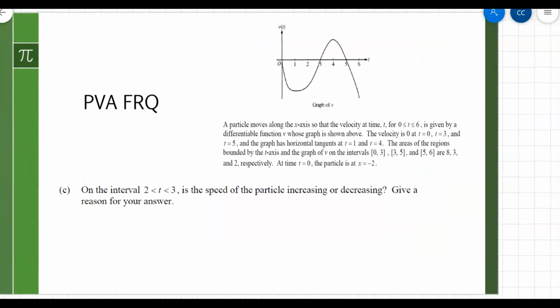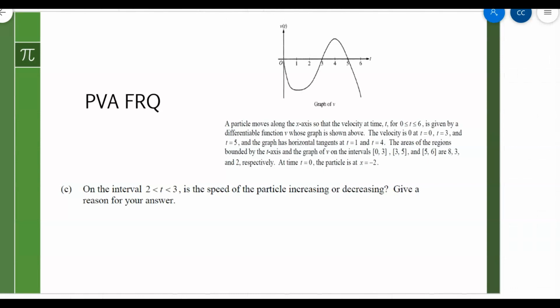On the interval from 2 to 3, is the speed of the particle increasing or decreasing? Give a reason for your answer. So we have to talk about the fact that speed is the absolute value of velocity. So essentially it's like looking at this graph entirely on a positive nature. So that would be kind of like the green function I just drew in.